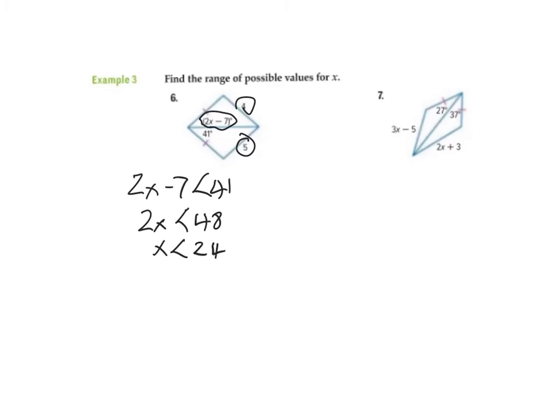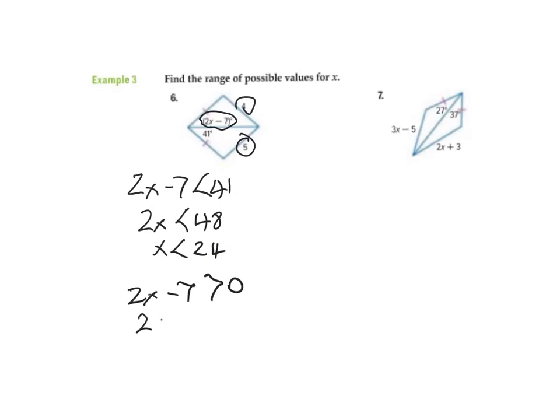Okay, but now we're going to find the other bit. Well, obviously it's not a straight line, so we can't do that, and we haven't got the other angles. So the only thing that we can do now is that 2x minus 7 must be greater than 0, because we know it's got to have some value.